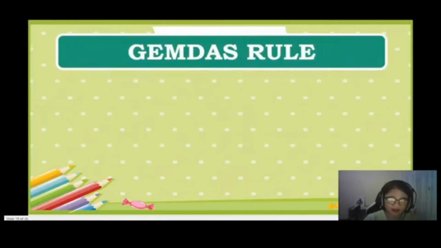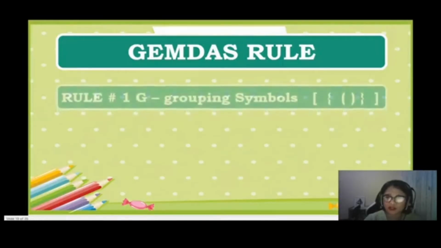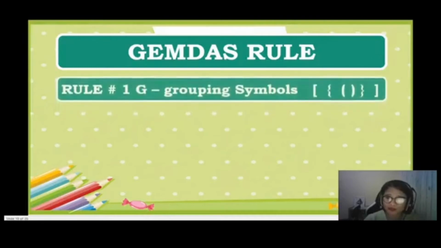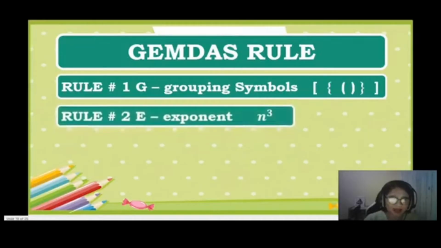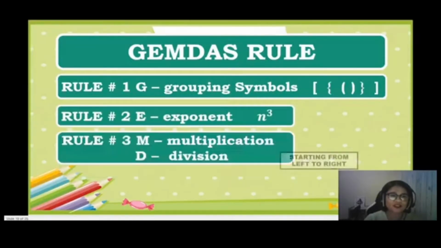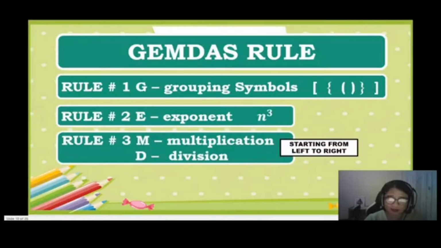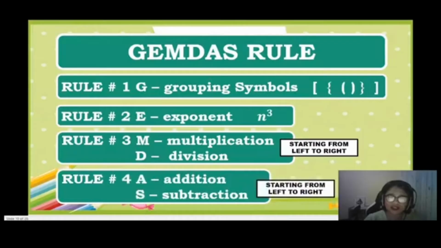There you go. Let's have some recap about the GEMDAS Rule. Again, rule number 1, we have the G for grouping symbols, performed at first, followed by rule number 2, which is the exponent, and then followed by rule number 3, which is the multiplication and division. But remember to start from left to right. And then the last to perform is rule number 4, which is addition and subtraction. And again, remember also to start from left to right.